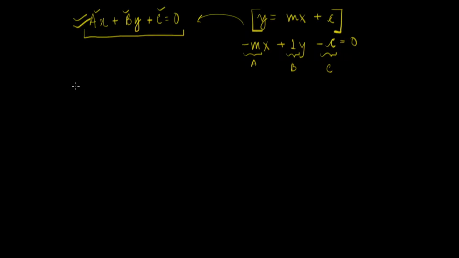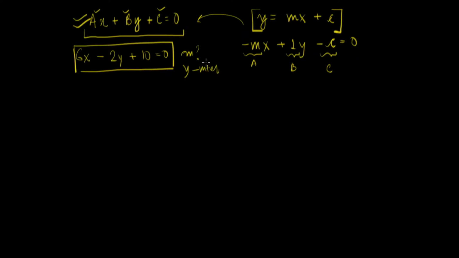Now, say we are just given a line of this form, something like 6x minus 2y plus 10 equals 0. We can have a line of this form. It's not very easy to see at this point what the slope of the line is, what the y-intercept is, or for example, what the x-intercept is. So you have these three quantities that you don't immediately see.